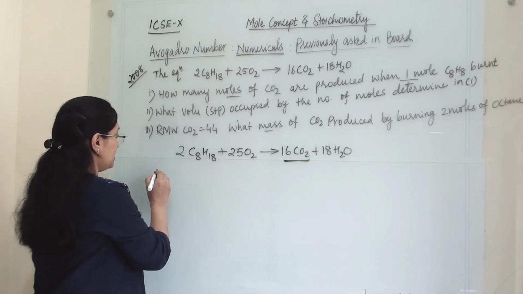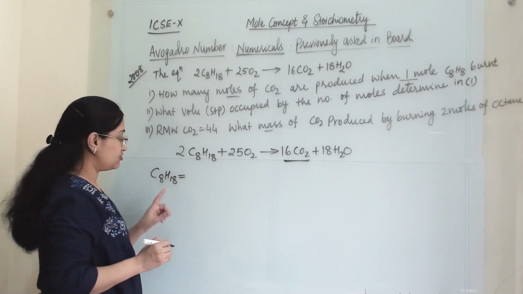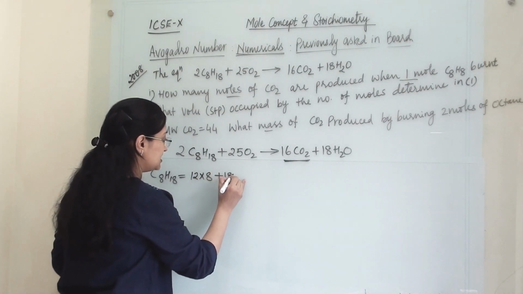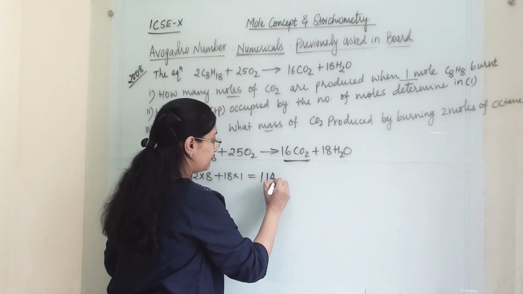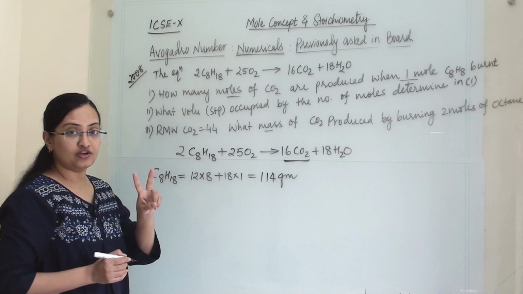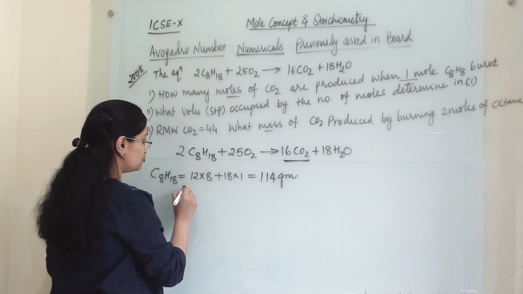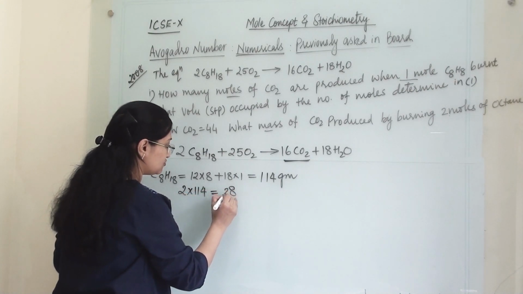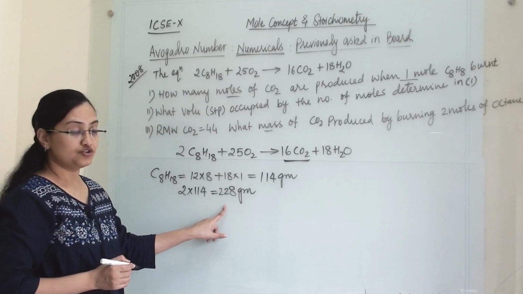Now here, C8H18, what will be the molecular weight of this? So 12 into 8 plus 18 into 1. So the molecular weight is 114 gram. Now in this we require 2 volumes of octane, so we have to multiply this by 2. So 2 into 114 gives us 228. So in total this much octane we have used.